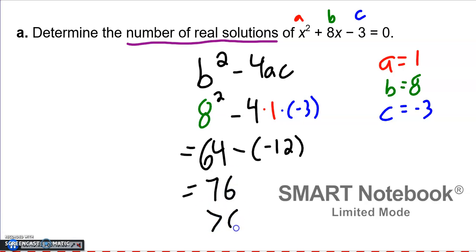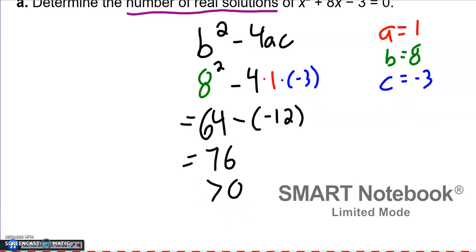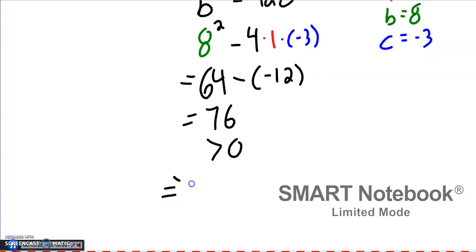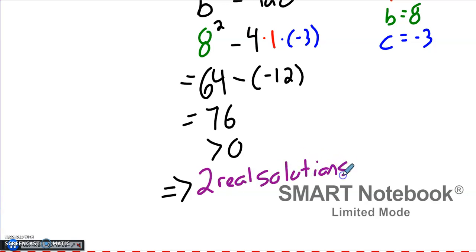And this is greater than 0, which means that we're going to have 2 real solutions. This doesn't give us the actual solutions, but this will tell us it's going to have 2 real solutions, aka it's going to have 2 x-intercepts. Awesome job. Keep it going.